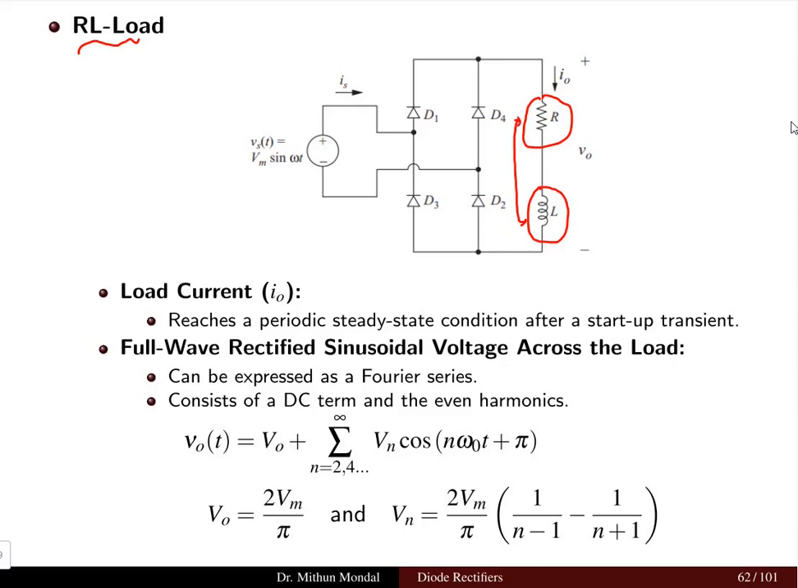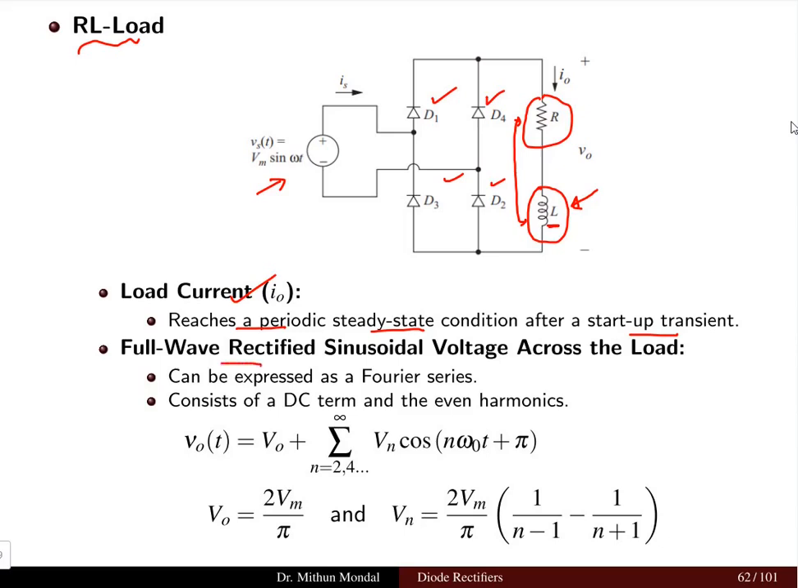Now again, since it is the full wave rectifier, we will have all the 4 diodes in the circuit, and the load current will now reach a periodic steady state condition after startup transients. Since the inductor is present in the network, the inductor will create a startup transient because an inductor does not allow a sudden change in the current.